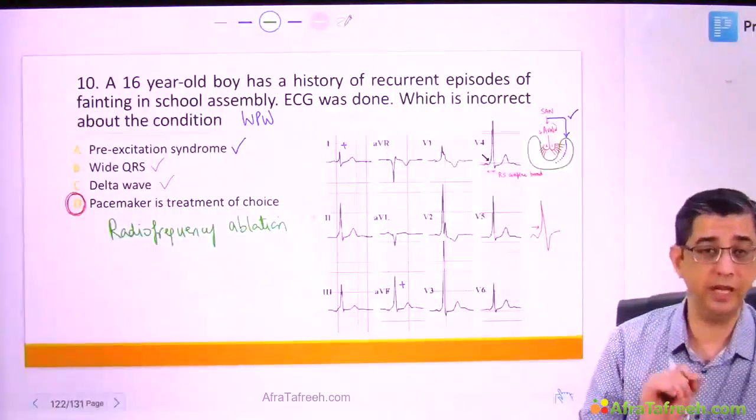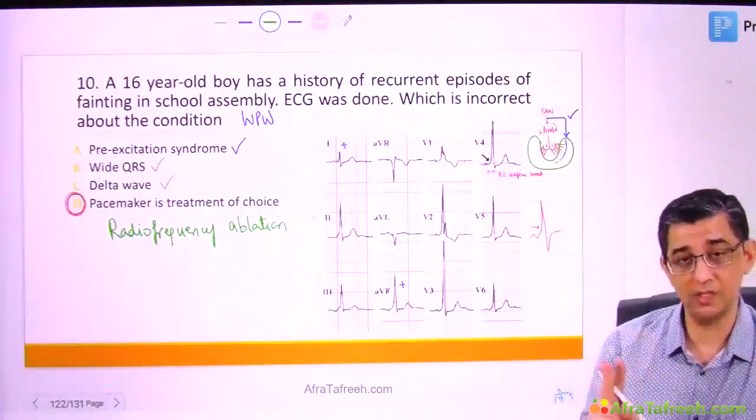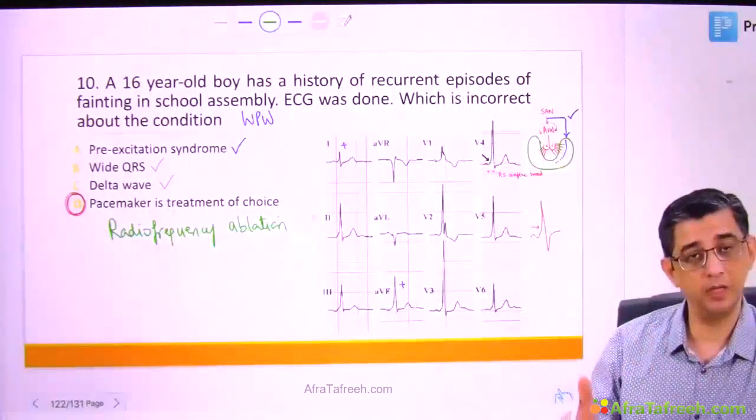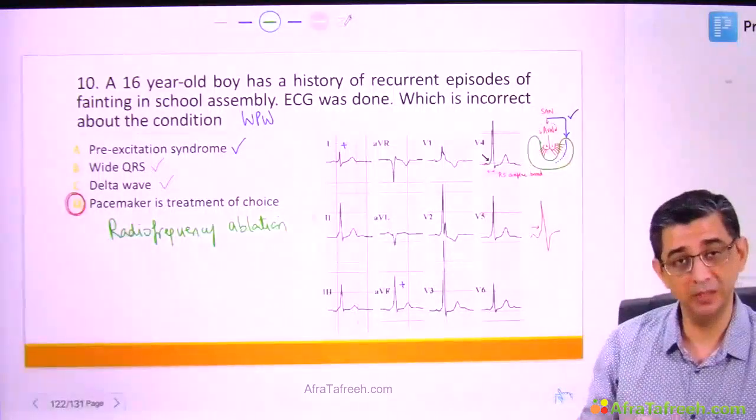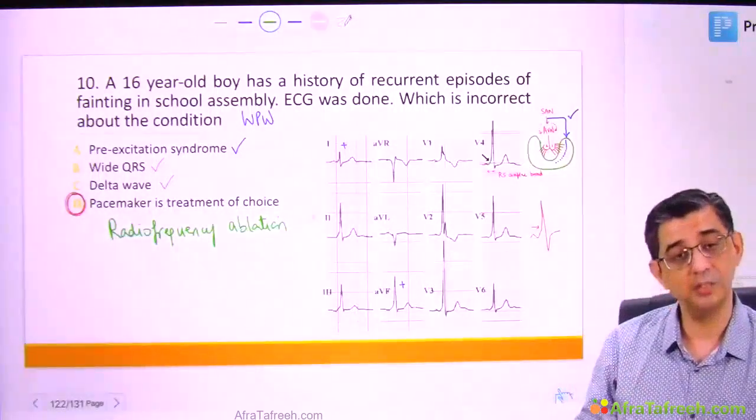This patient is having aberrant conduction. That is, there are two circuits in the heart, the normal one and the abnormal one, and the current is preferentially going by the abnormal circuit. That's what we want to burn, and therefore there would be relief in the symptoms of the patient.